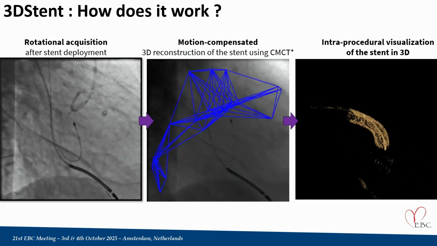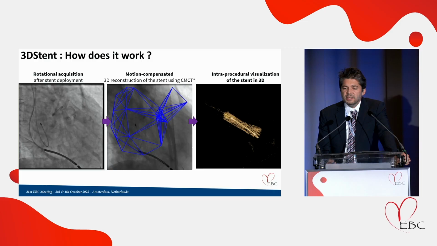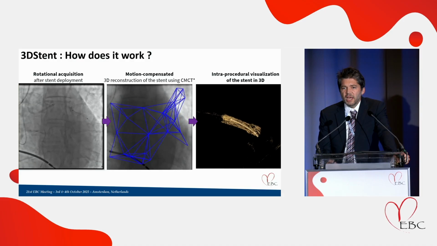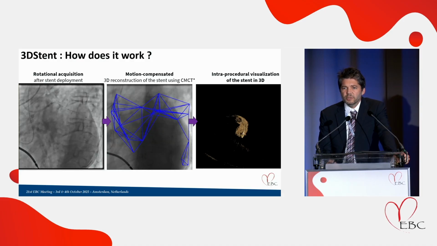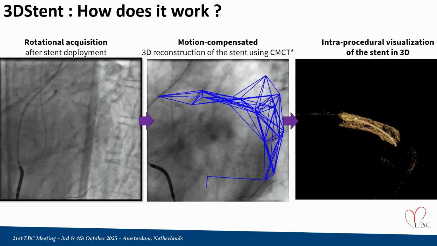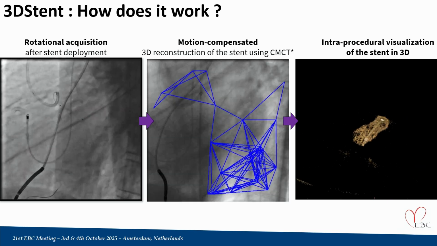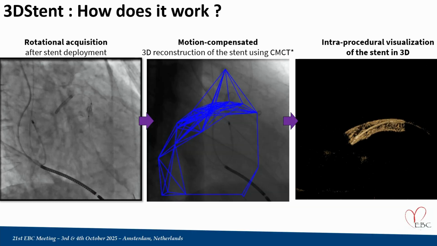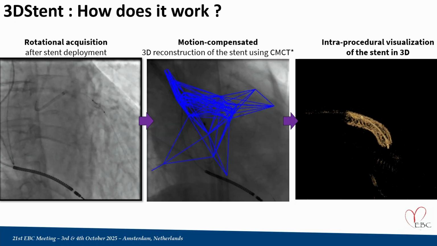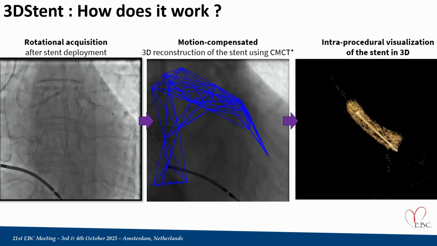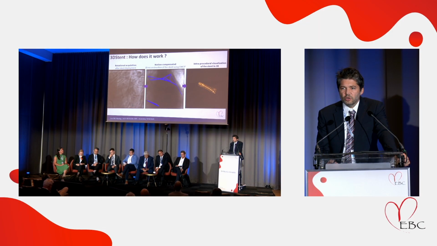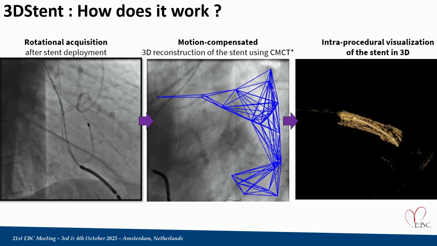3D stent is an X-ray based method that relies on rotational angiography acquisition at 30 images per second during 30 seconds around the patient. These high quality images are then treated by motion compensated 3D reconstruction software that allowed us to get this image that you can see on the right panel, with a 3D reconstruction of the structure of the stent that you can analyze in different planes and cross sections.